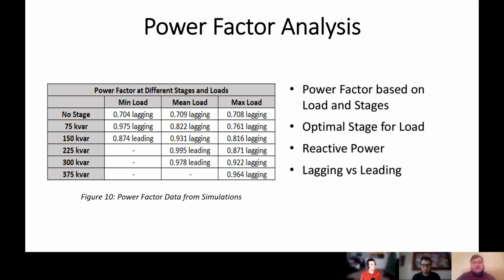But at the mean load, the best power factor is at 225 kVAR, that's stage 1 and stage 2, 150 plus 75. We could also use 300 kVAR, but if we're trying to get the best possible power factor, obviously we want to use 225. And then for max, the best we could do is 0.964, and that's with all the stages on, 375 kVAR. That's still fantastic, but that's the best we could get unless we added more stages.